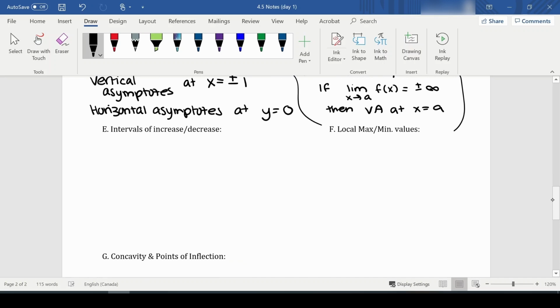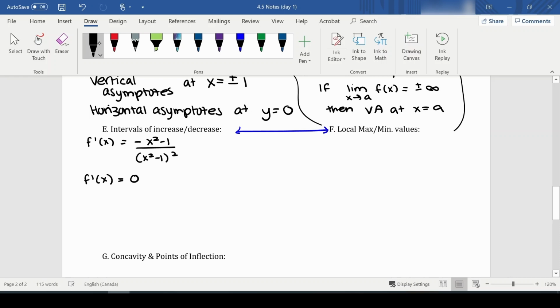For intervals of increase and decrease, remember we need f prime. From the front of our notes, we had that f prime was equal to (-x² - 1) over (x² - 1) squared. We're going to do these two things together because they both use f prime. What I want to know is, where does f prime equal 0 or not exist? Then I'm going to use that to figure out where I'm increasing or decreasing, and I can use that to help me find my max and mins.